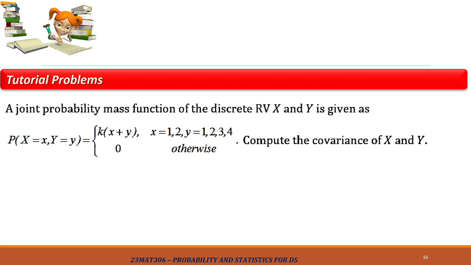So this problem is based on covariance. Here, check it. Probability mass function means it is a discrete case. Check it, x value is 1, 2, so these are discrete separate numbers. Y is 1, 2, 3, 4, which are also separate numbers. So it is a discrete case. So use the discrete case formulas to find the covariance.